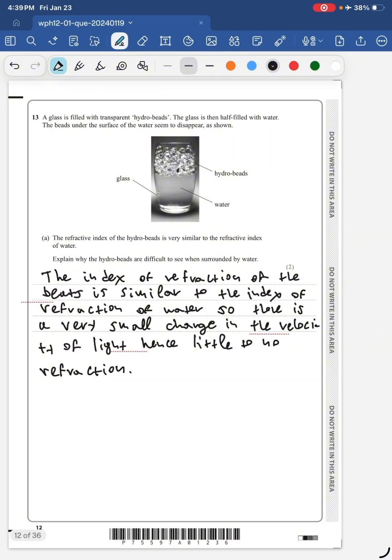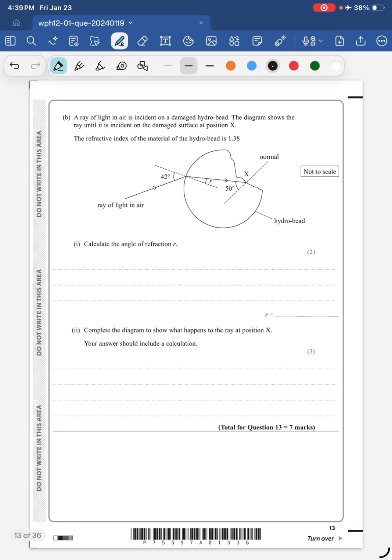Okay, let's move on. B, a ray of light in air is incident on a damaged hydrobead. The diagram shows the ray until it is incident on the damaged surface at position X. The refractive index of the material of the hydrobead is 1.38. Calculate the angle of refraction R. So this is the angle we need to find. Therefore, we can use Snell's law, right?